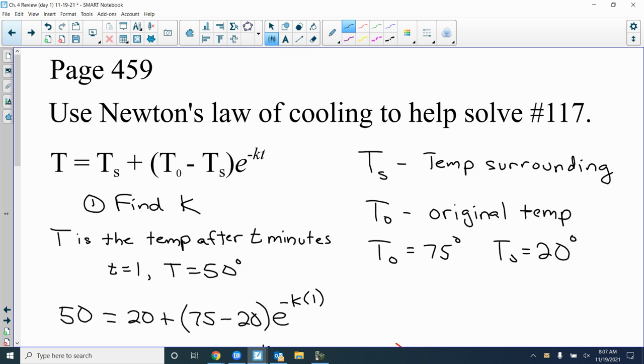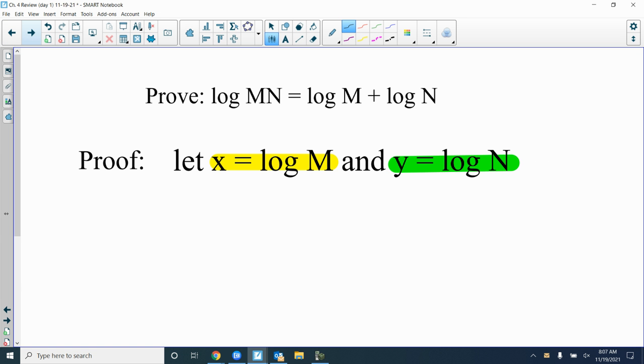All right, a couple things I want to go over before I give you a little bit of time here. When I wasn't here Tuesday, you copied this down. This will be on the test. Let's go through it again. You're going to have to prove that property.